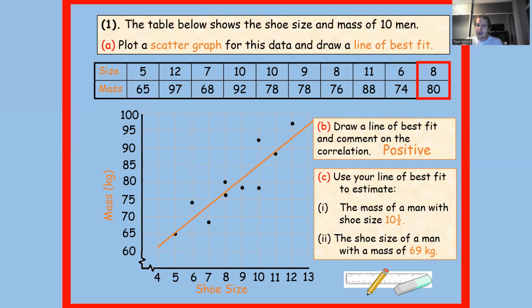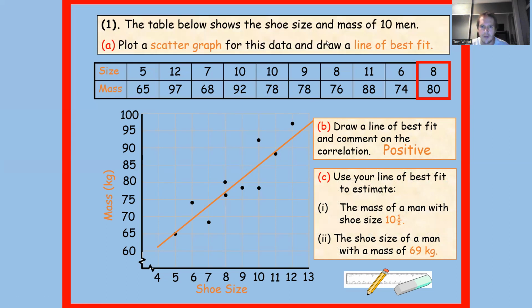Now, the other type of question that you get asked is to use the line of best fit to make an estimate. And again, sometimes they don't say use the line of best fit. They might just say estimate the mass of a man with a shoe size of 10.5. So they just asked us that.